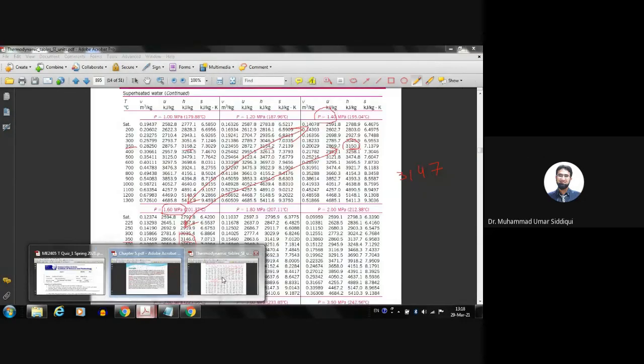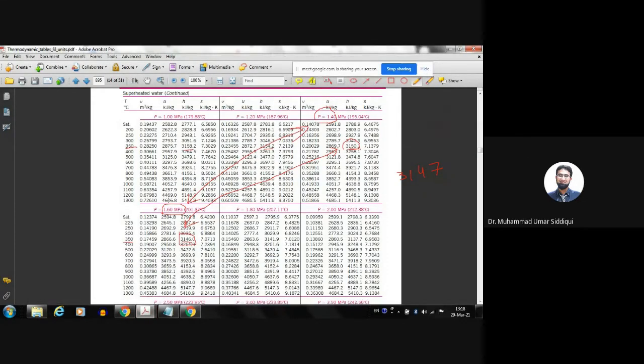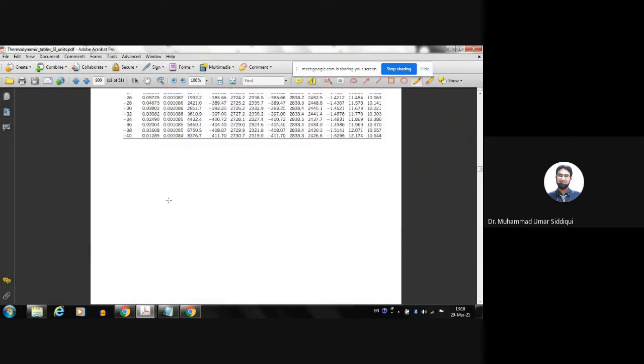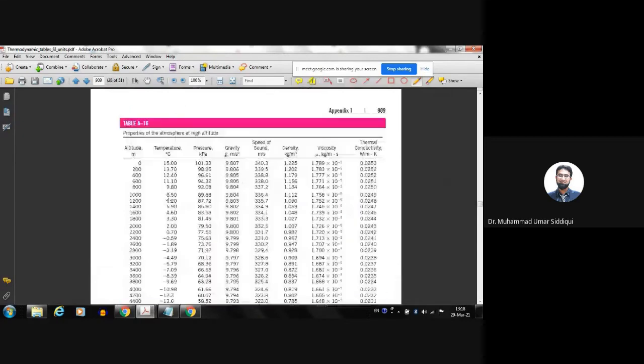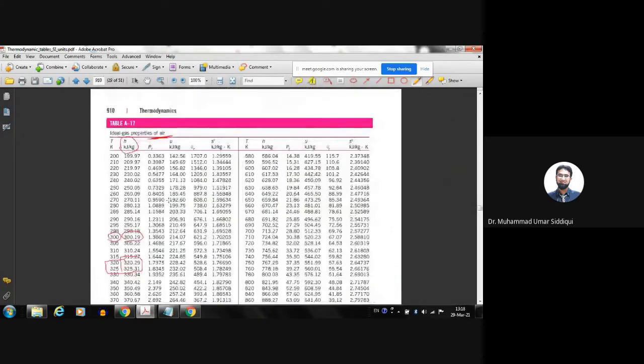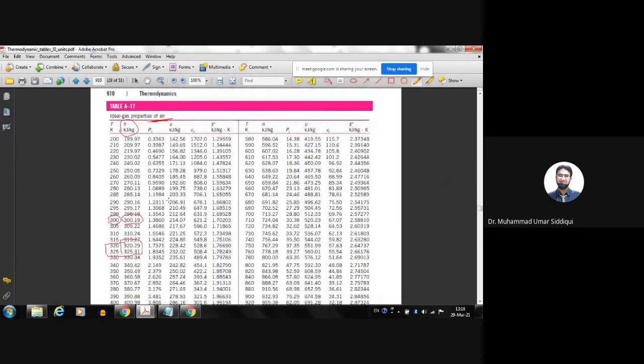Table A17 is basically for the case of air. Now these things should be on your fingertips: if it is air, which table do you have to go to? Table A17. So go to table A17.